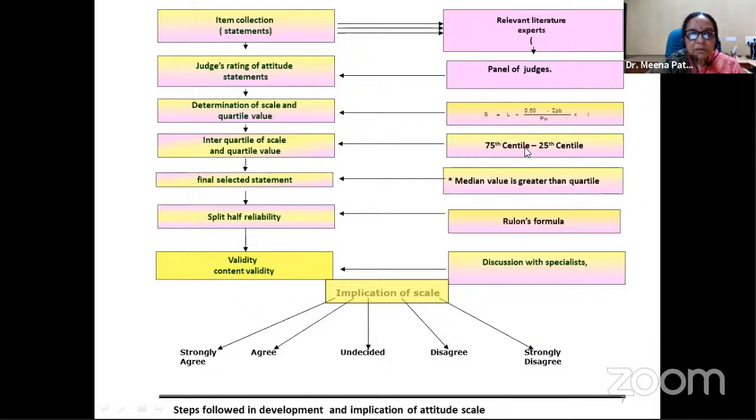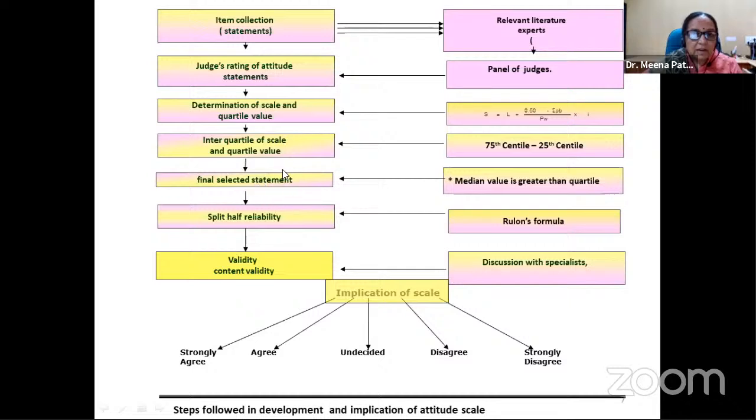In this manner, the 75th centile and 25th centile are measured, and the difference between them will be your interquartile range. Where the median value is greater than the quartile, those statements are selected, others are rejected. In case some statements have the same median value but different quartile values, the lower quartile value statements will be selected and others are rejected.